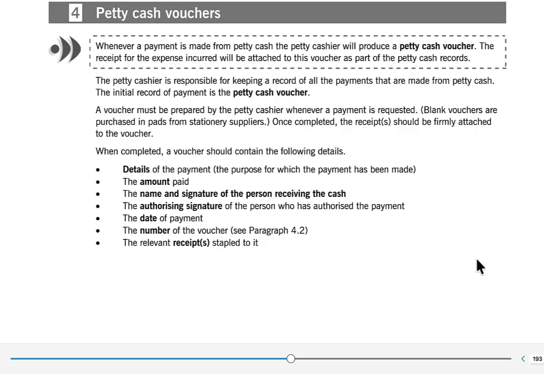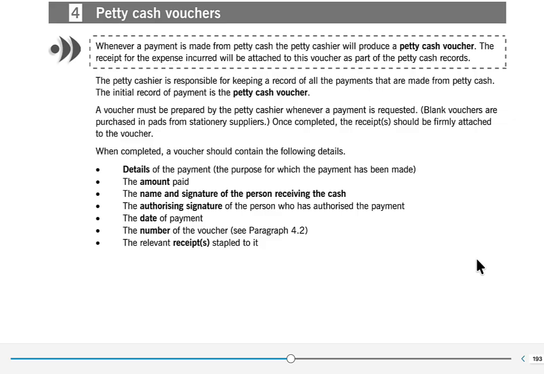Common mistakes students must avoid. Here are the most common problems that make petty cash records weak. 1, no receipt attached. This is the biggest problem. No receipt means no evidence of purchase. 2, vague description. If the purpose is unclear, the voucher becomes useless. 3, wrong amount. If the amount does not match the receipt, it creates confusion. 4, no signature of the person receiving the cash. This removes accountability. 5, no authorization. This removes control and increases the chance of misuse. 6, voucher not filed safely. If vouchers are lost, the petty cash system breaks down.